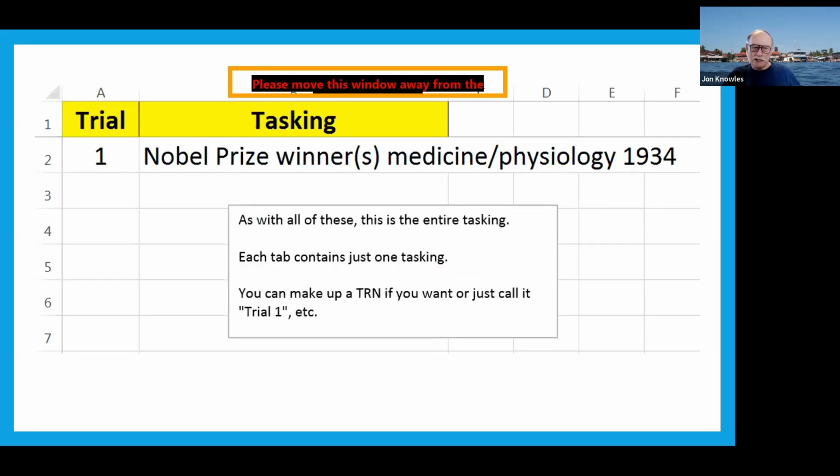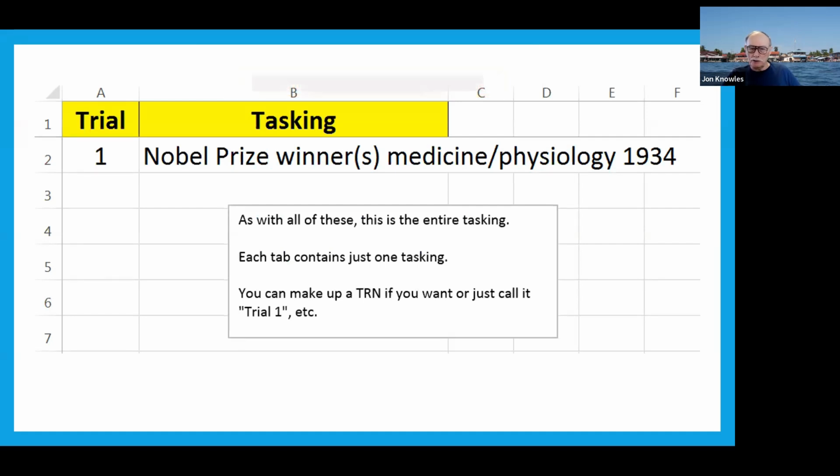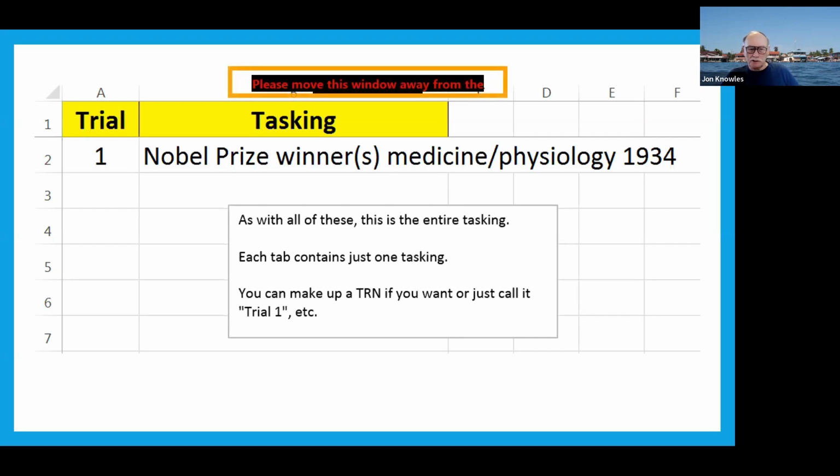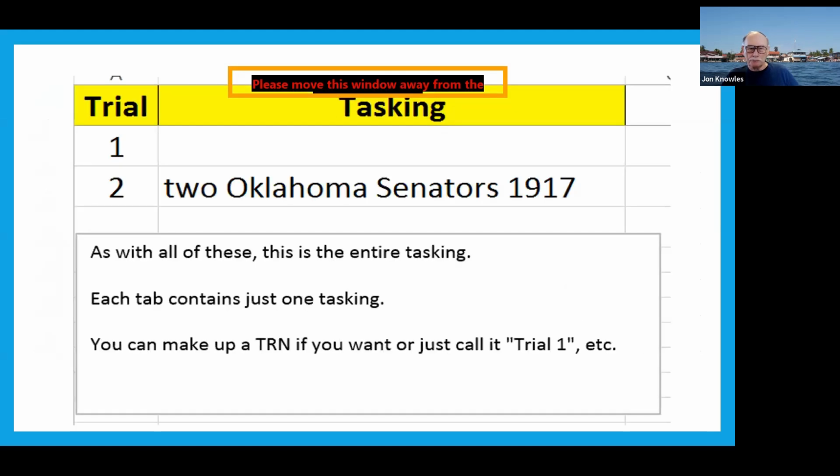So let's look at the taskings and a couple of examples. The first tasking, which is on an Excel sheet, was the Nobel Prize winners for medicine and physiology in 1934. Since I didn't know who these were either, I could do these as a viewer. As with all of these, that's the entire tasking. There's no TRN. Each tab contains just one tasking. There's 20 tabs in the Excel file, and you can make up a TRN if you want, or just call it trial 1.